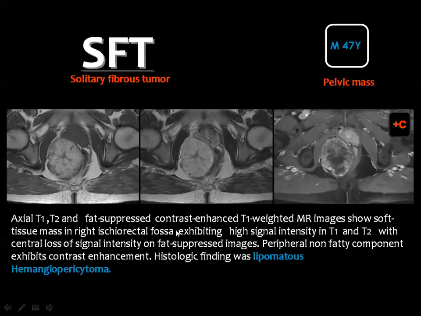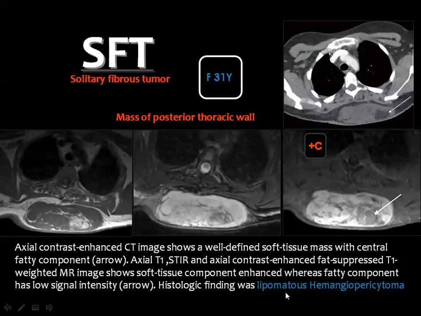Also, a solitary fibrous tumor in the perineum. This is T1 and this is T2 and this is T1 post-contrast fat suppressed images showing this appearance. And you know that the fat suppressed areas within the tumor usually represent fat elements, and this was proved to be lipomatous hemangiopericytoma. And this is also an example of lipomatous hemangiopericytoma. I will mention in a moment the relation between solitary fibrous tumor and the hemangiopericytoma.